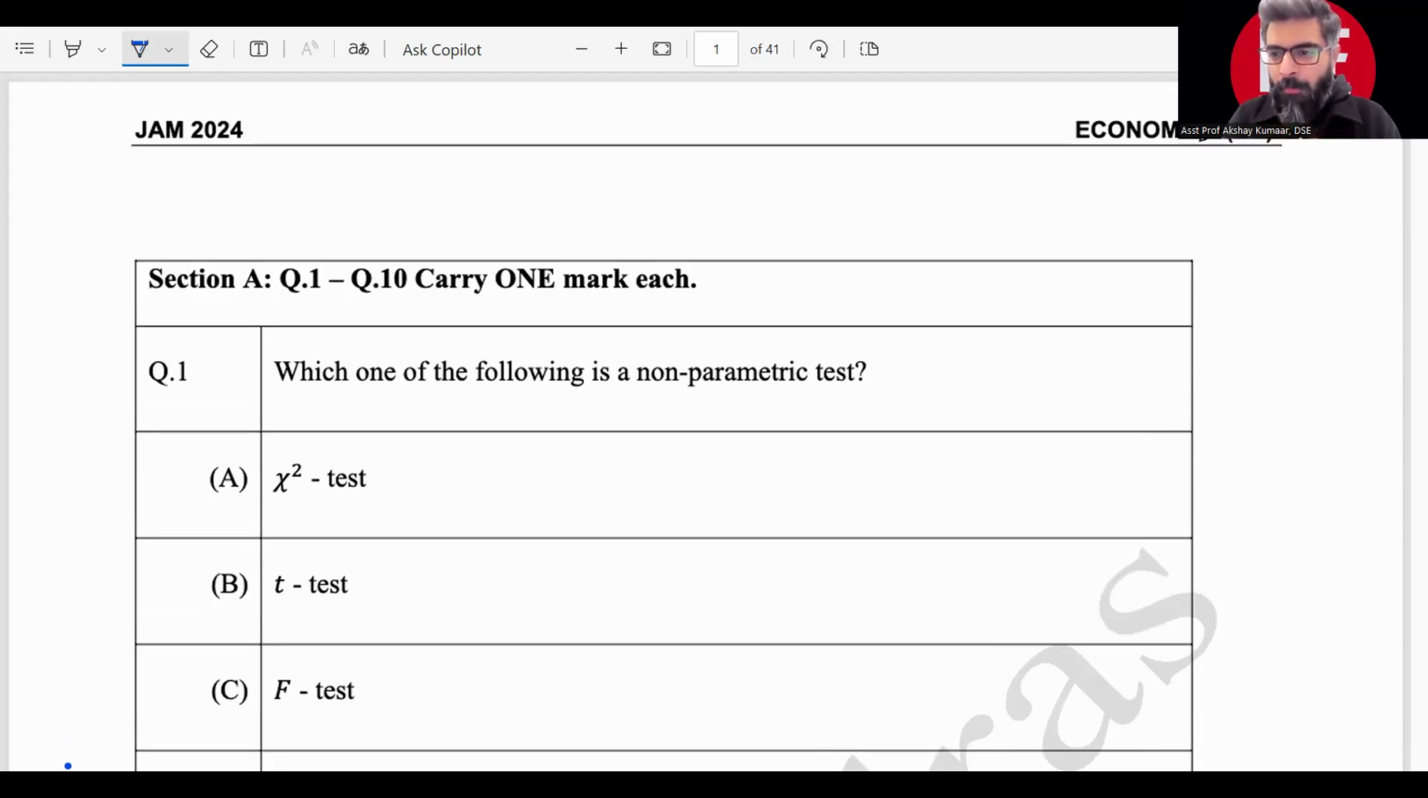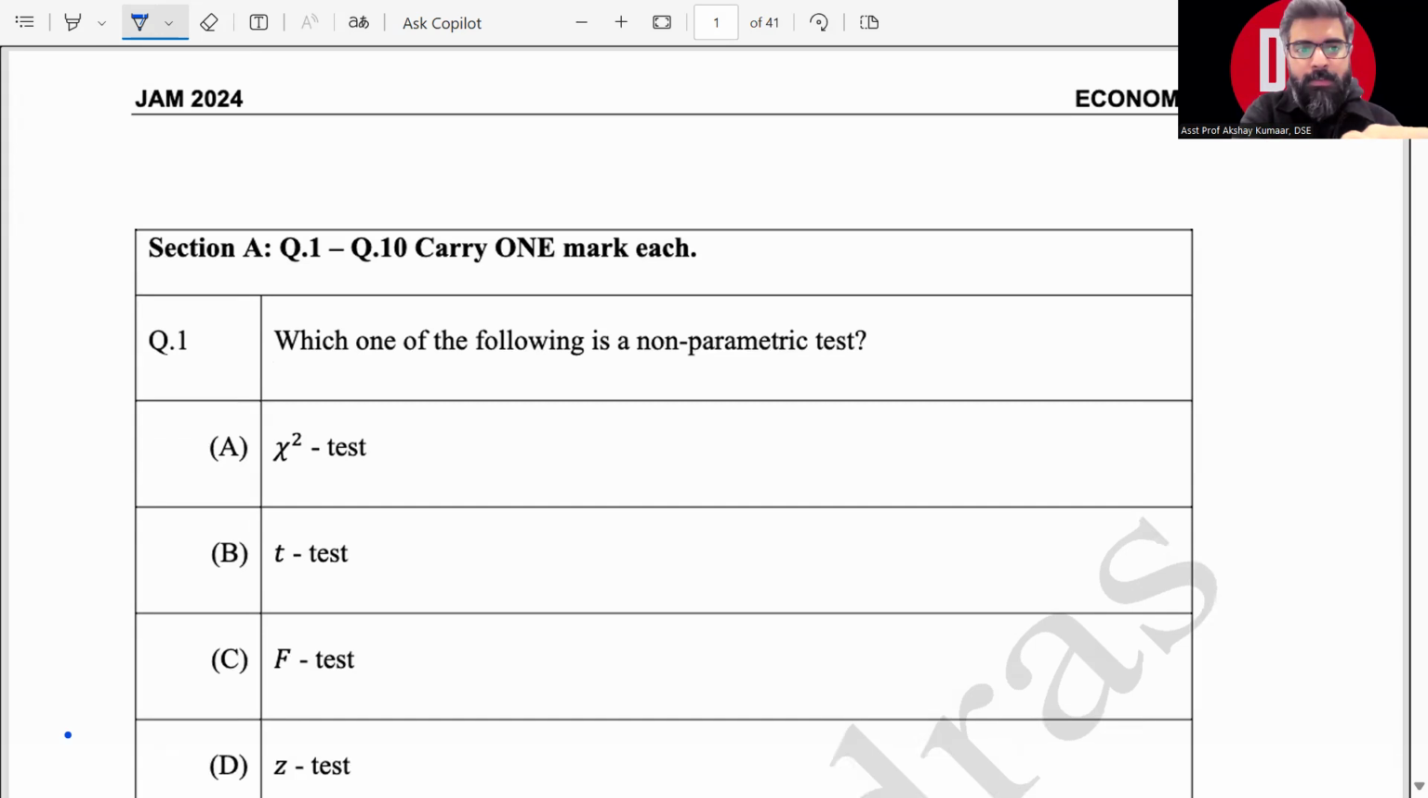Okay, I hope I'm audible to all my students who are attending this particular lecture for the IIT-Jam economics course. In this particular lecture, I'm going to start with the discussion of the 2024 question paper, which has come up for the IIT-Jam economics entrance. You can clearly see the 2024 IIT-Jam economics question paper on your screens.